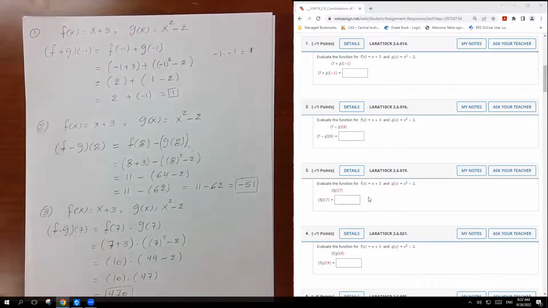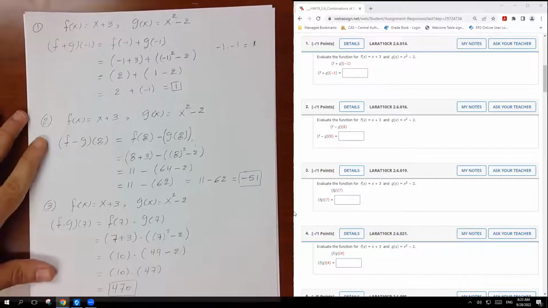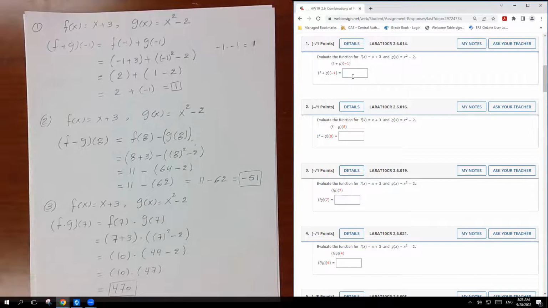Let's check these 3 examples. The first one, write down the steps, because maybe I'm going to ask you to show me the steps, not just the answer. So this is 1. This one is negative 51. And this one is 470. I think we can check.